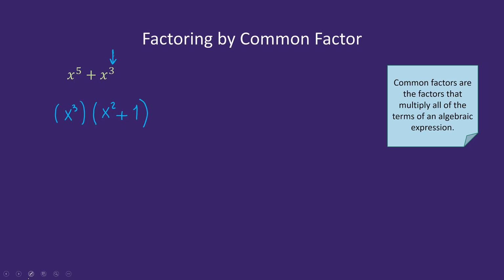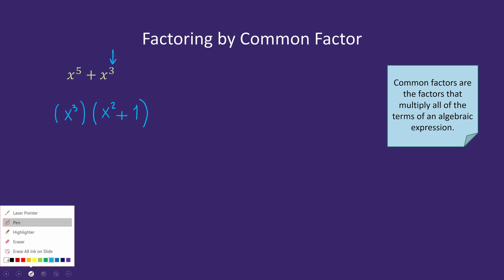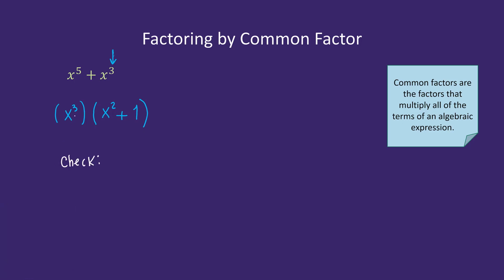Okay, so now let's check if it's correct. X third power times x second power, x fifth power. X third power times 1, x third power. It is what we had at the beginning, so our factorization is correct. So this video was how to factorize polynomials by common factor.